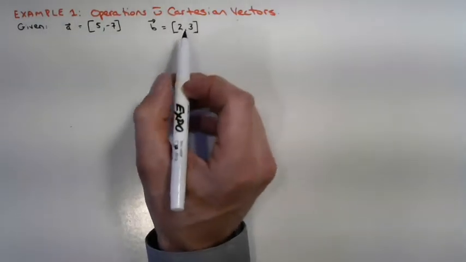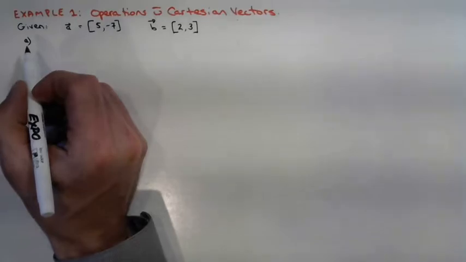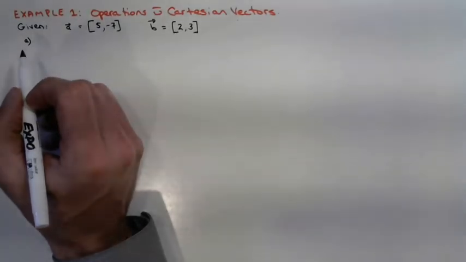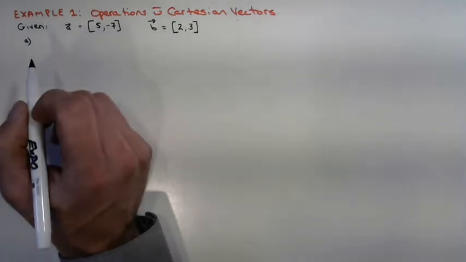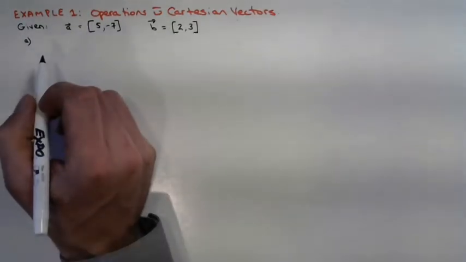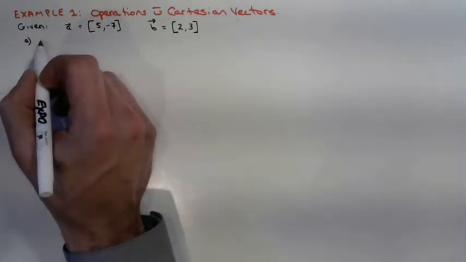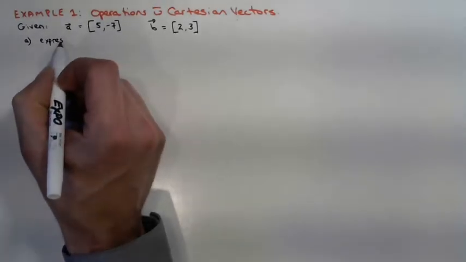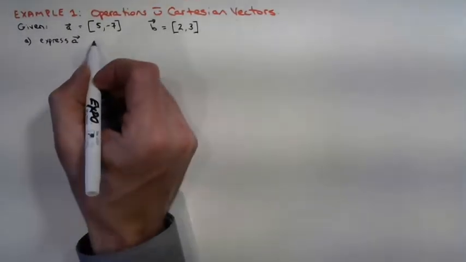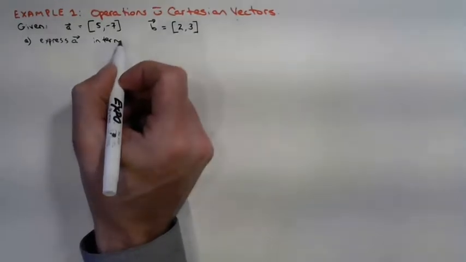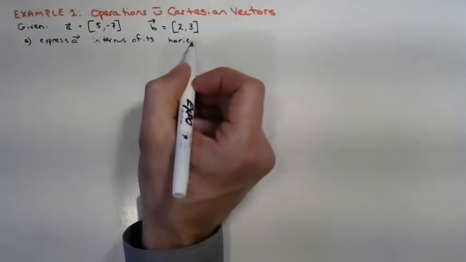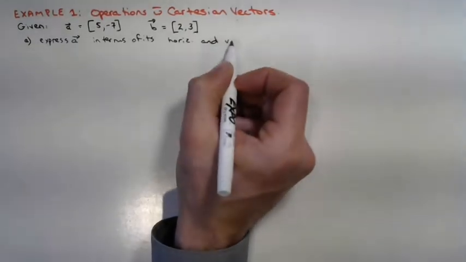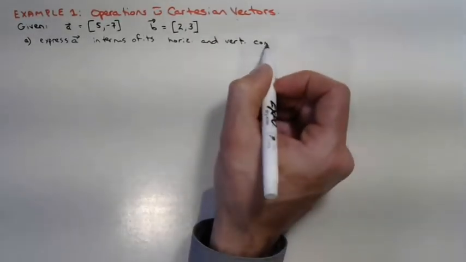We need to determine each of the following. There are going to be 7 of these coming our way, starting quite simple and then getting a little more complicated. So we need to express A in terms of its horizontal and vertical components.